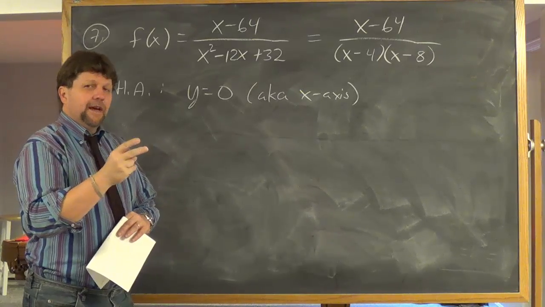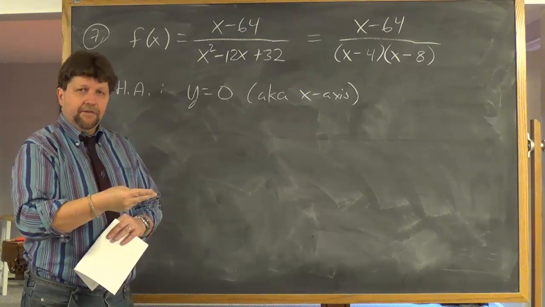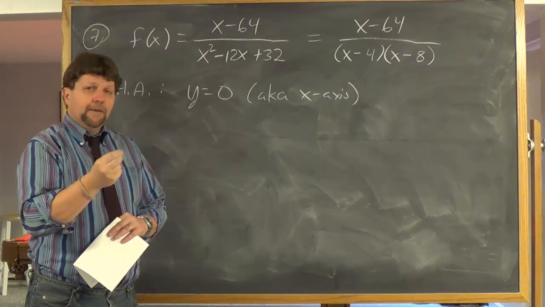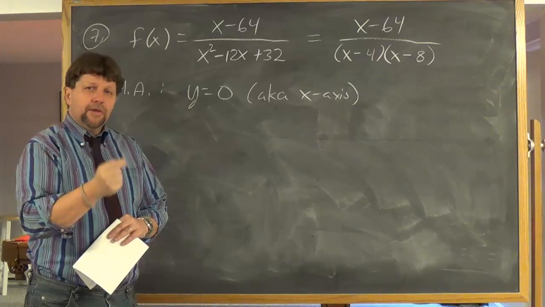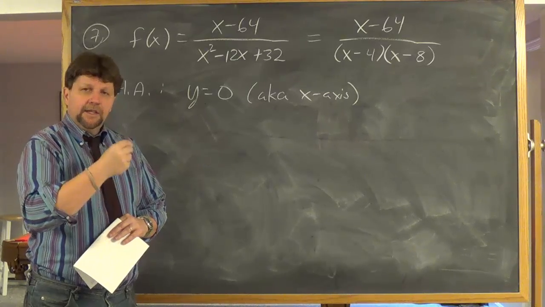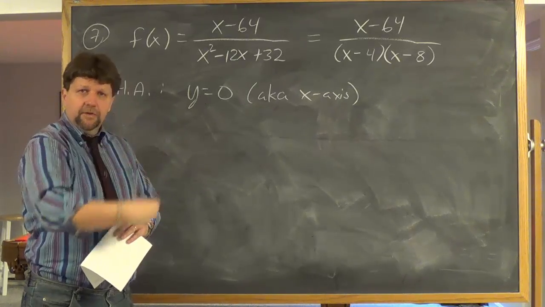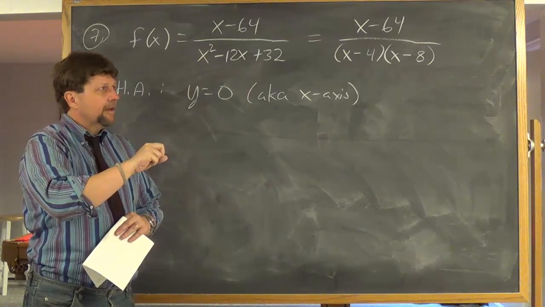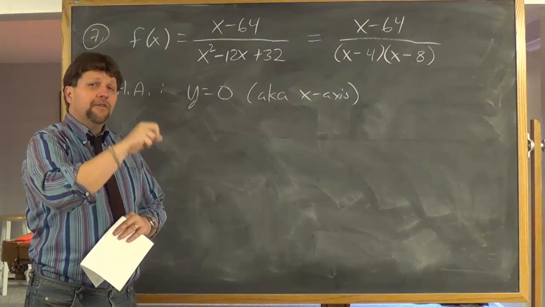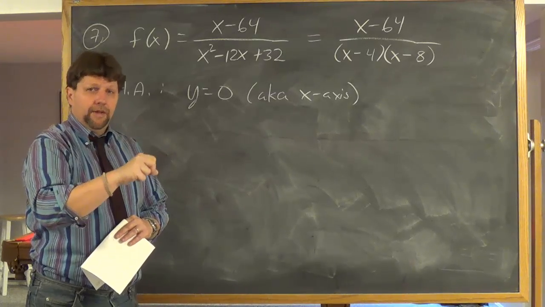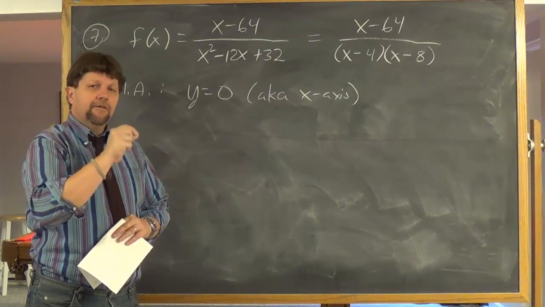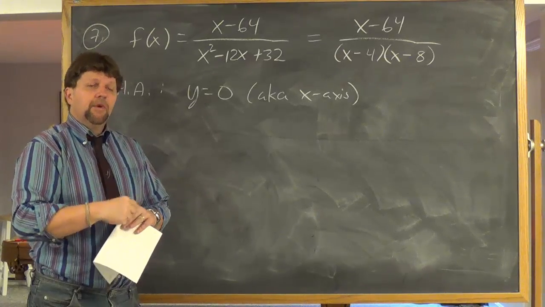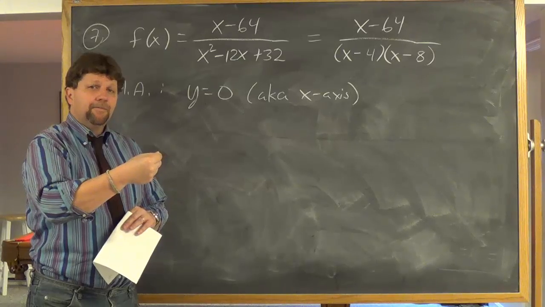Those two values of x, which would not be in the domain of the function, 4 and 8, are doing one of two things for the graph. It's either producing a vertical asymptote or there's a hole in the graph. If it is producing a hole in the graph, whatever value of x makes the denominator 0 would also make the numerator 0.